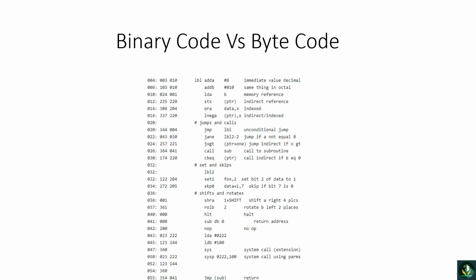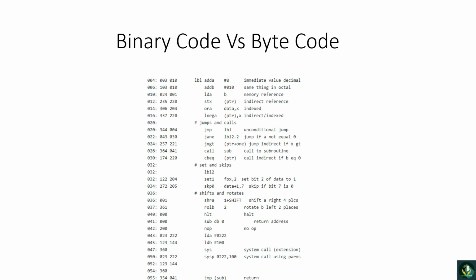So let's now talk about binary code versus byte code. Basically, numbers are stored in a binary form, so the minimum storage unit is a byte. I heard there are computers with 7-bit and 9-bit bytes, but I never worked with them. As far as I know, already in the late 60s, the 8-bit byte was standard.